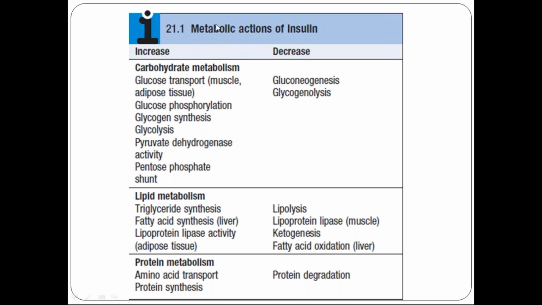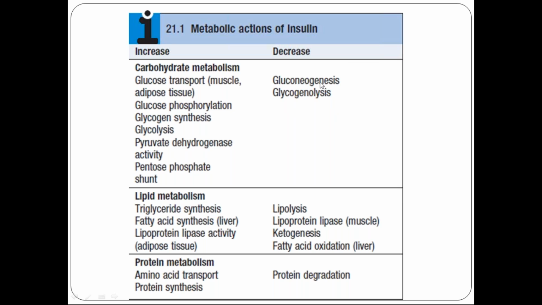So what does insulin do? It increases carbohydrate metabolism, and it increases glucose transport within muscle and adipose tissue by the GLUT4 transporter system, and it causes glucose phosphorylation. It also increases glycogen synthesis. It increases glycolysis, and it increases pyruvate dehydrogenase activity and the pentose phosphate shunt, and it decreases gluconeogenesis and glycogenolysis.